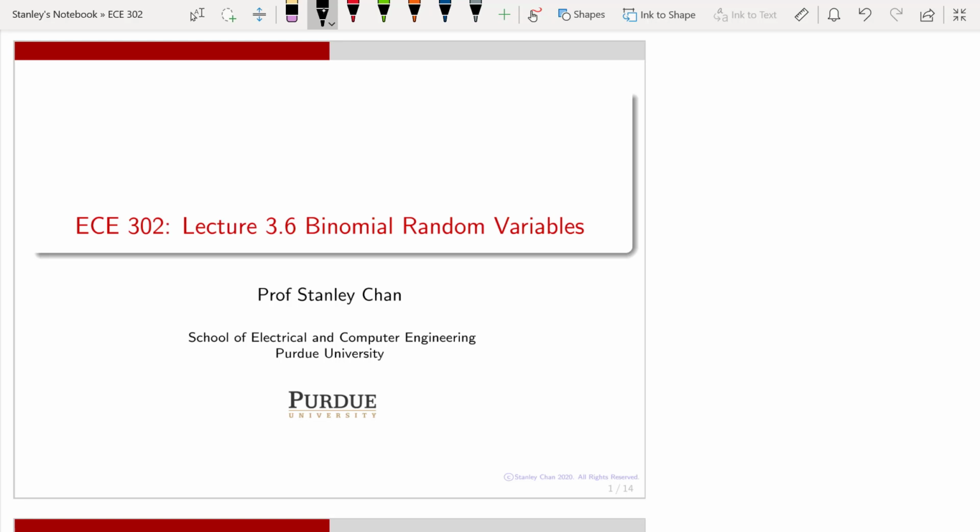Today we're going to look at the second type of discrete random variables, which is the binomial random variable. The binomial random variable has a very strong linkage with the Bernoulli random variable, which we studied last time.